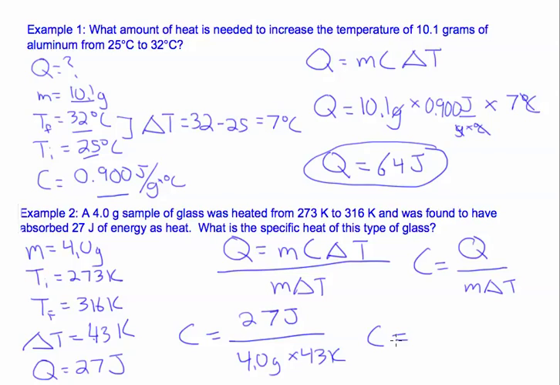0.156977. Let's look at significant figures. We have 2, 3, 3, and 2. So we're going to round to having 2. So we have 0.16 joules per gram Kelvin. Make sure you don't put a degree because it's degrees Celsius, but not degree Kelvin.